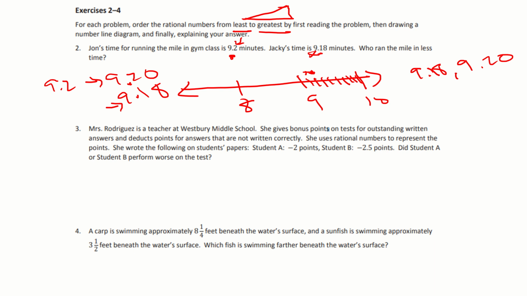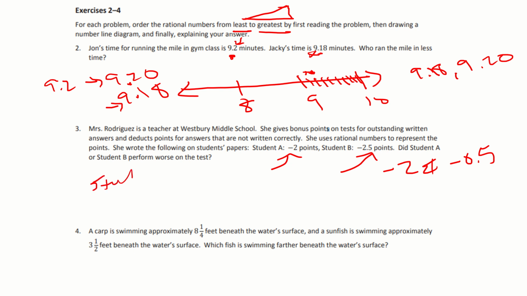Number 3, Mrs. Rodriguez is a teacher at Westbury Middle School. She gives bonus points on tests for outstanding written answers and deducts points for answers that are not written correctly. She uses rational numbers to represent the points. She wrote the following on students' papers. Student A, negative 2 points. Student B, negative 2.5 points. Did student A or student B perform worse on the test? Well, thinking about it from a real world perspective, if you're losing 2 points versus you're losing 2.5 points, 2.5 points means you're losing 2 whole points, and then you're losing an additional half point or 0.5.